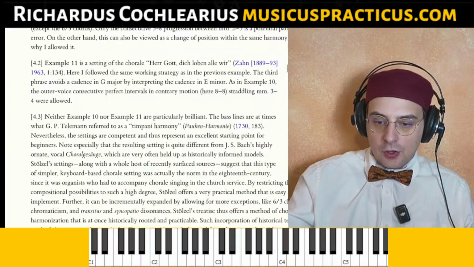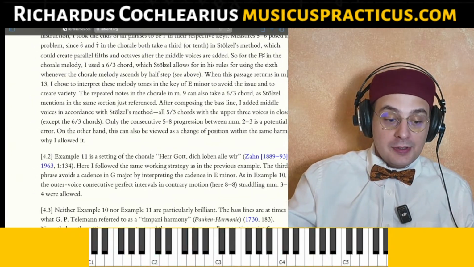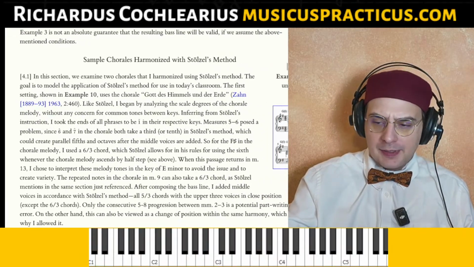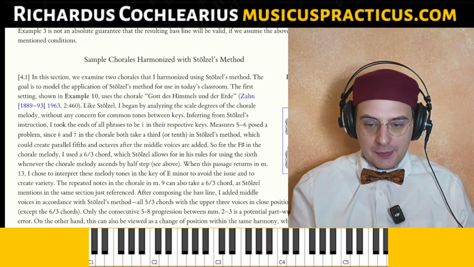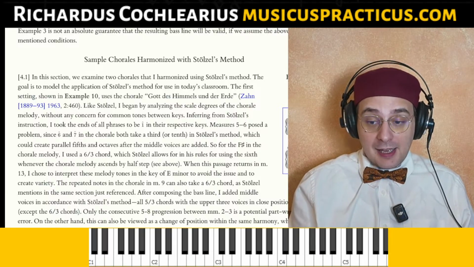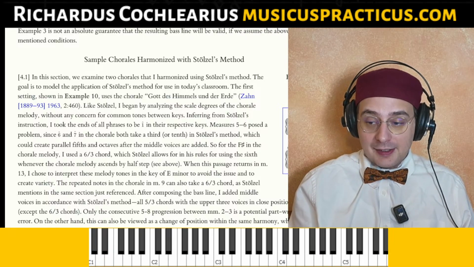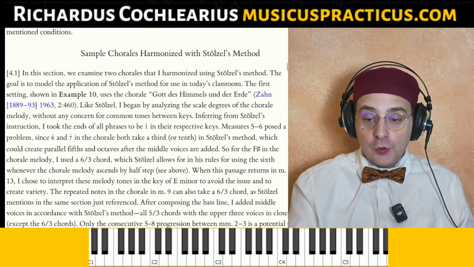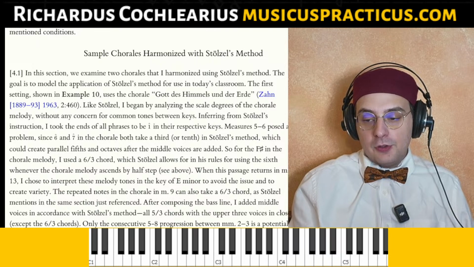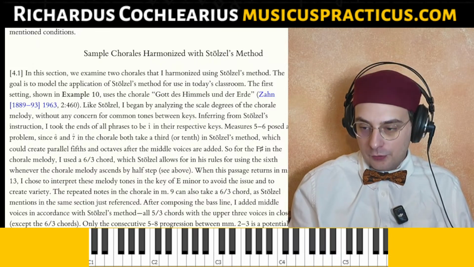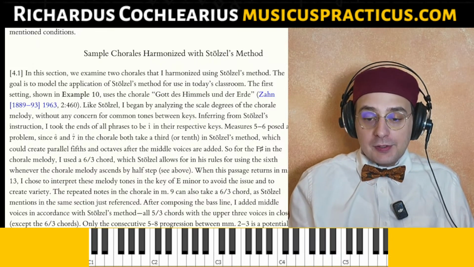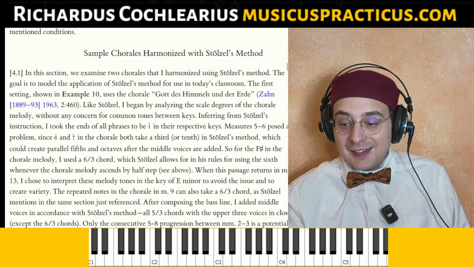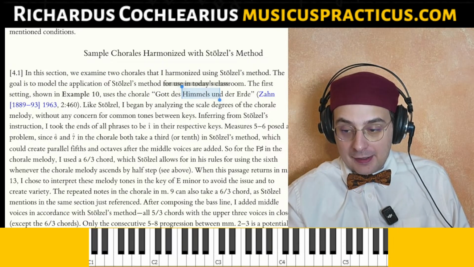Now, chapter 4, before reading the translation of the original manuscript, I guess. In this section, we examine two chorales that I harmonized using Stölzel's method. The goal is to model the application of Stölzel's method for use in any of today's classrooms. The first setting, shown in example 10, uses the chorale Gott des Himmels und der Erde.